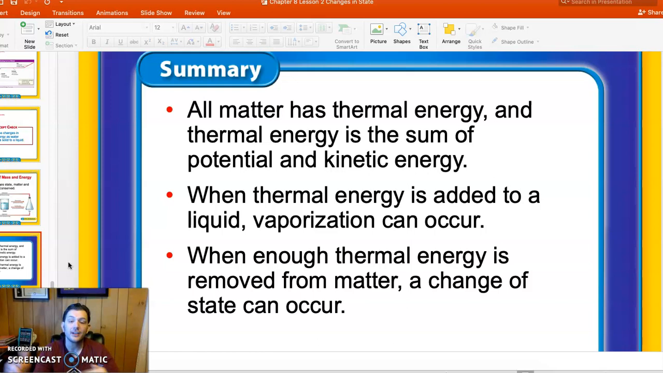Now when thermal energy is added to a liquid, vaporization can occur. So when heat is added to this liquid, if I add enough heat, this will start to either boil, or if the sunlight is hitting just the top layer of this liquid, it'll start to evaporate, okay? And when enough thermal energy is removed or enough heat is taken away, the change of state can also occur. You can go from this liquid into the solid state.